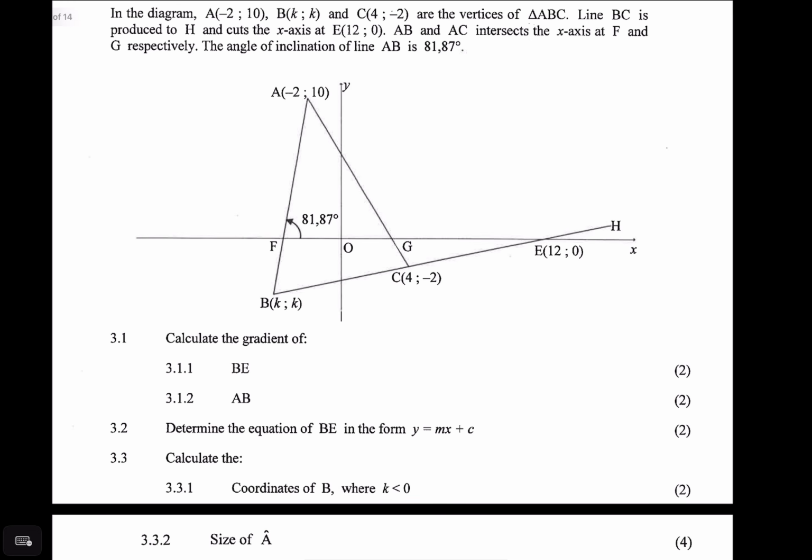All right, let's get right into the exercise. I got this from the November 2021 paper, and it's very interesting. Let's go through it.